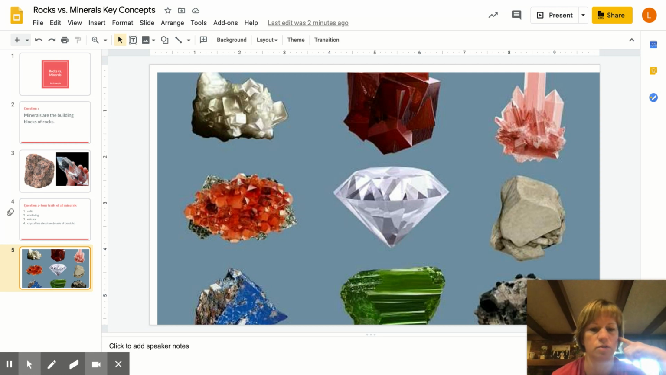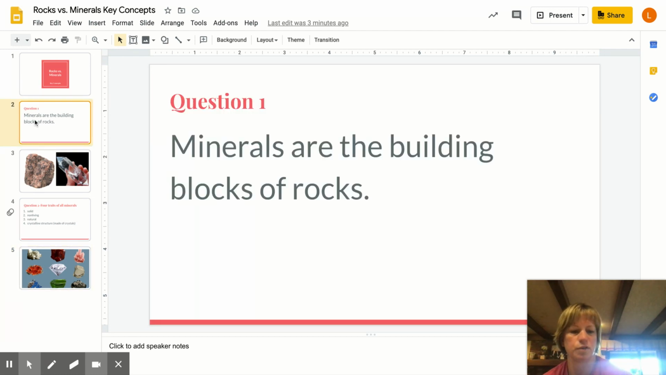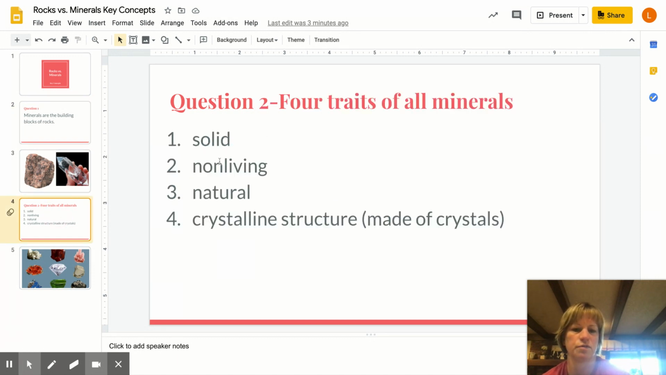Sometimes the crystals are so tiny they're even microscopic, and you'll look at a mineral and be like, yeah, I don't know, is that really a crystal or not? But under a microscope, you would definitely be able to tell. So again, we're studying minerals first in our unit because they make up rocks. They're the ingredients of rocks or the building blocks. And because these are the 4 traits of minerals, solid, non-living, natural, and you can say crystalline structure or made of crystals, these are also the things that are true for rocks. Those are our key concepts from the lesson today.